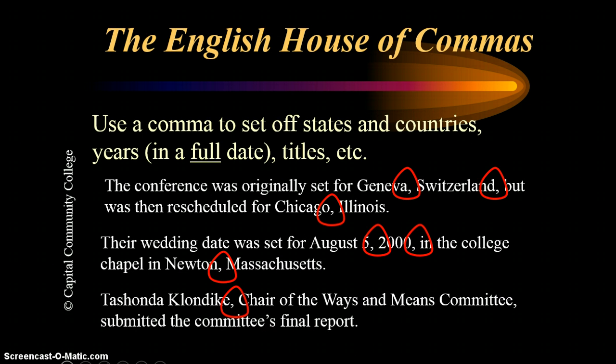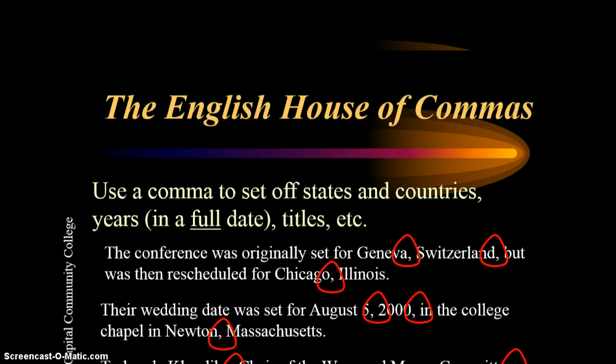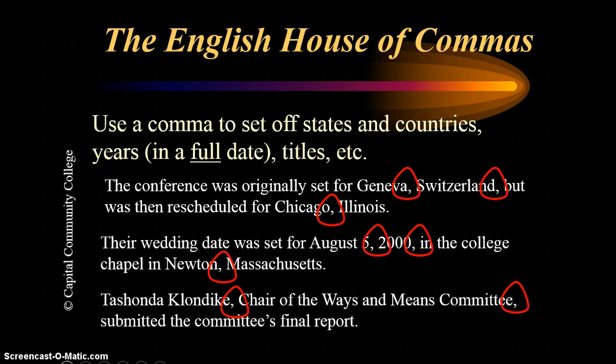And finally, whoops, went a little bit too fast. Teresa Klondike, chair of the Ways and Means Committee. That is an appositive phrase that's modifying Teresa Klondike. In that case, that would need to be set off by commas as well. That's her title.